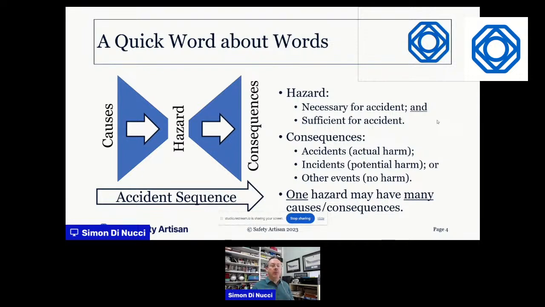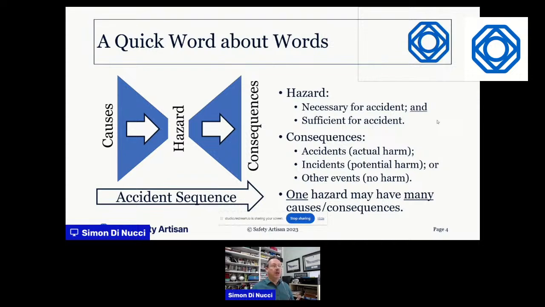Okay, a quick word about words for clarity. When I'm talking about hazards and risks, this is what I'm talking about. So I'm thinking about an accident sequence or a mishap sequence. 882E talks about mishaps. So not just accidental bad things happening, but maybe deliberate as well. And we have a progression from potentially multiple causes to one hazard to multiple consequences, okay? And the hazard is both necessary and sufficient for the accident, okay?